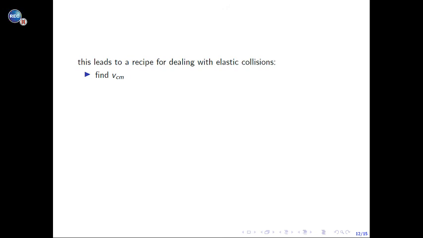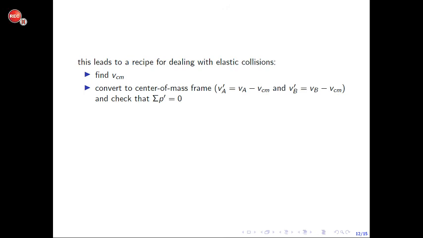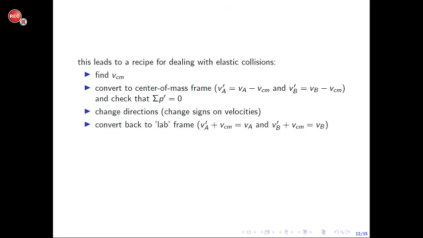So that gives you a recipe for dealing with elastic collisions in a simpler way: you find the center of mass velocity and convert all of your velocities to center of mass related velocities. And you check that the total momentum is 0. All right, that's important. Check that you did the conversion correctly. Change the directions, change the signs of the velocities, and then convert back. Undo the change you did.